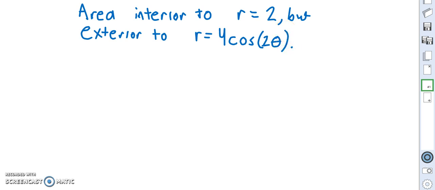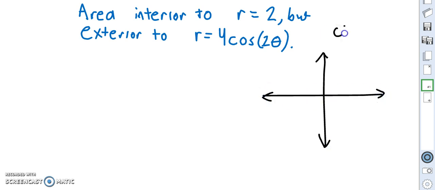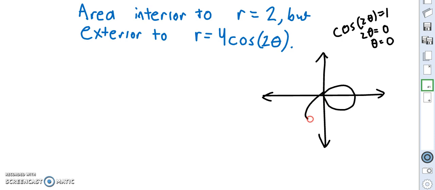My first step should be to sketch a graph, get a sense of what I'm looking at. Axes, I know it's going to be a rose with 4 petals. I could do this to figure out where my first petal is. 2 theta is going to be 0, theta is going to be 0. So I have 1 petal here. And because there's 4 of them, they're going to be spaced out nicely. 1 petal's here. The rest are going to look like this.